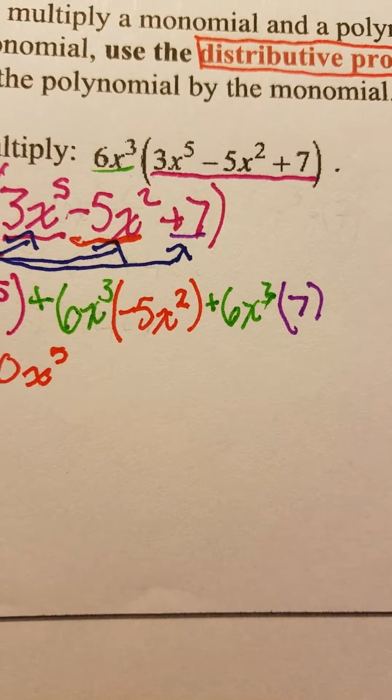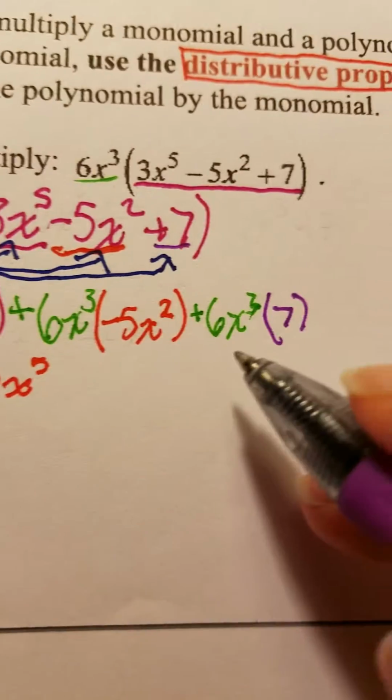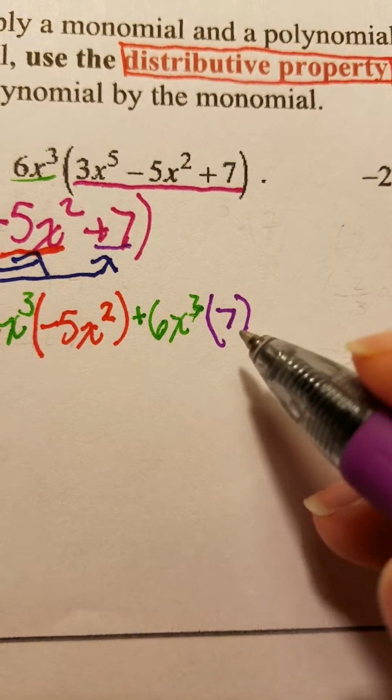So now you look at your last problem. Bella, please stop. So then you take your last one, which is 6x cubed times 7.